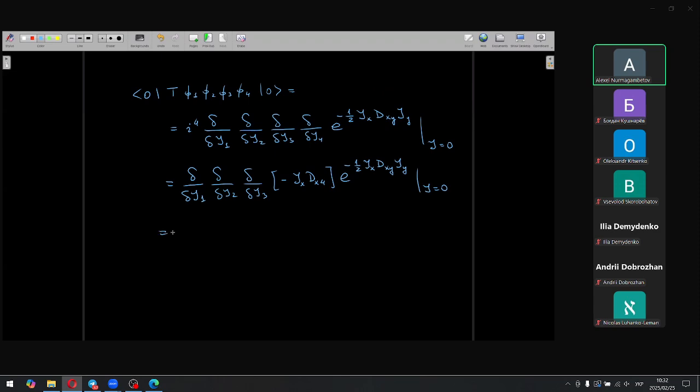Okay, so the next step is to apply this functional derivative to this combination jx dx4 exponent. The result will be minus d3/4 plus jx dx4 jy dy3 exponent of minus 1/2 jx dxy jy at j equal to 0.